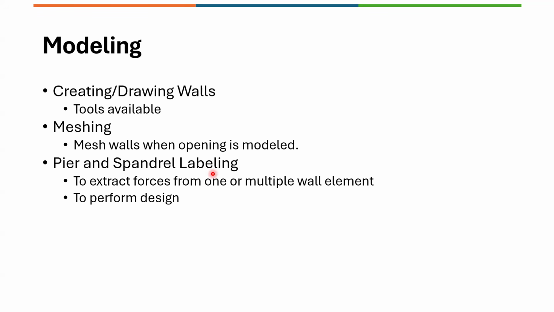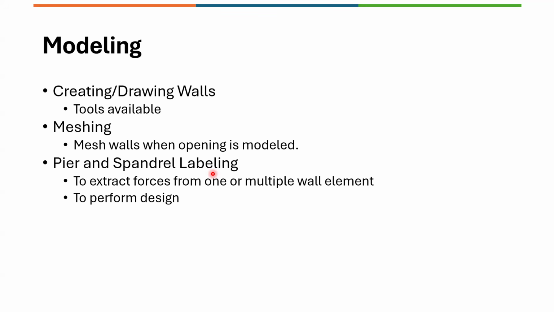Let us start with the modeling. We will explore this in an example. Basically, the modeling of the walls, drawing, and the tools available for that. So how quickly and easily you can create the walls. And then we will also discuss the meshing that is to be done and when, and the Pier and Spandrel labeling. So all of this we will discuss in an example.